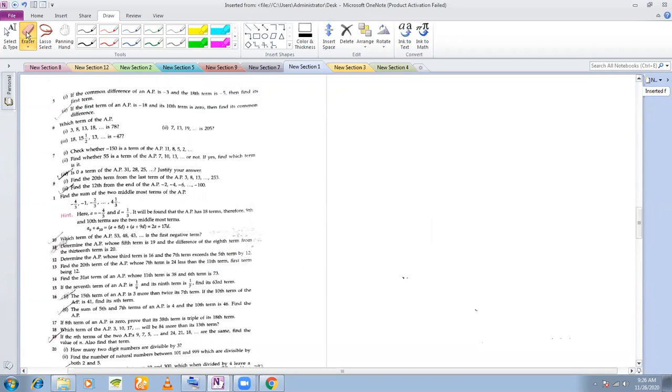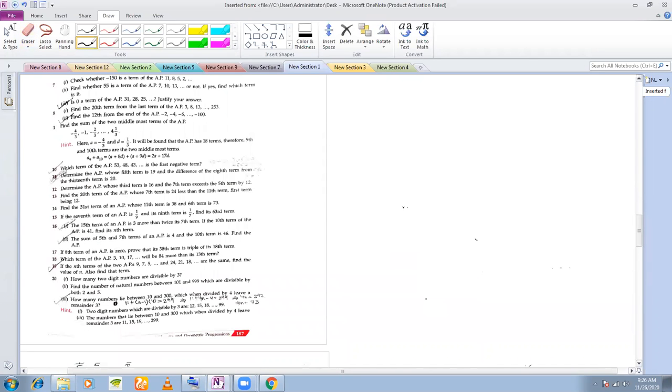Next question. I finished number 10. Number 16, 1. The 15th term of an AP is 3. So what is given here? A15, right? Given. The 15th term of an AP is 3 more than its 7th term. Okay, 15th term is 3 more than the 7th term.